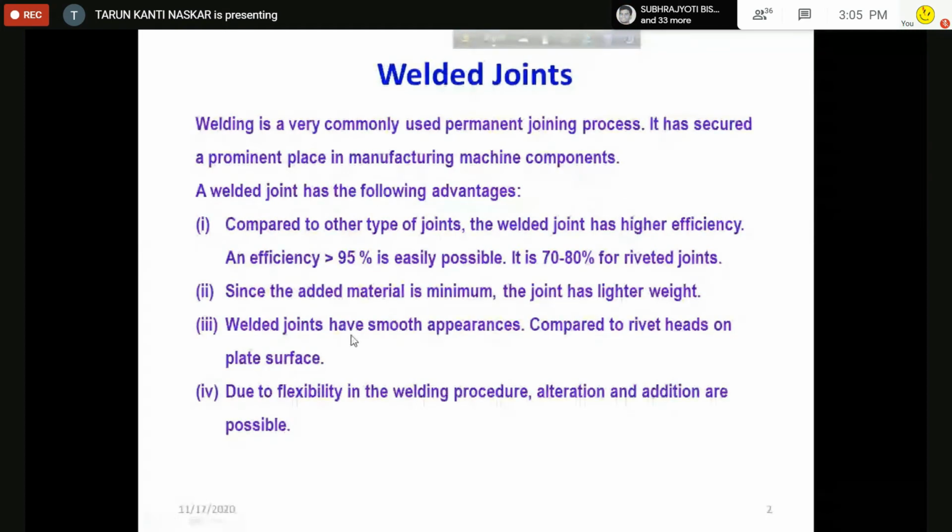Welded joints have smooth appearances, because for a riveted joint there are rivet heads over the plates. On the surface of the plate there are rivet heads, but here there is no rivet head, so it is very smooth.